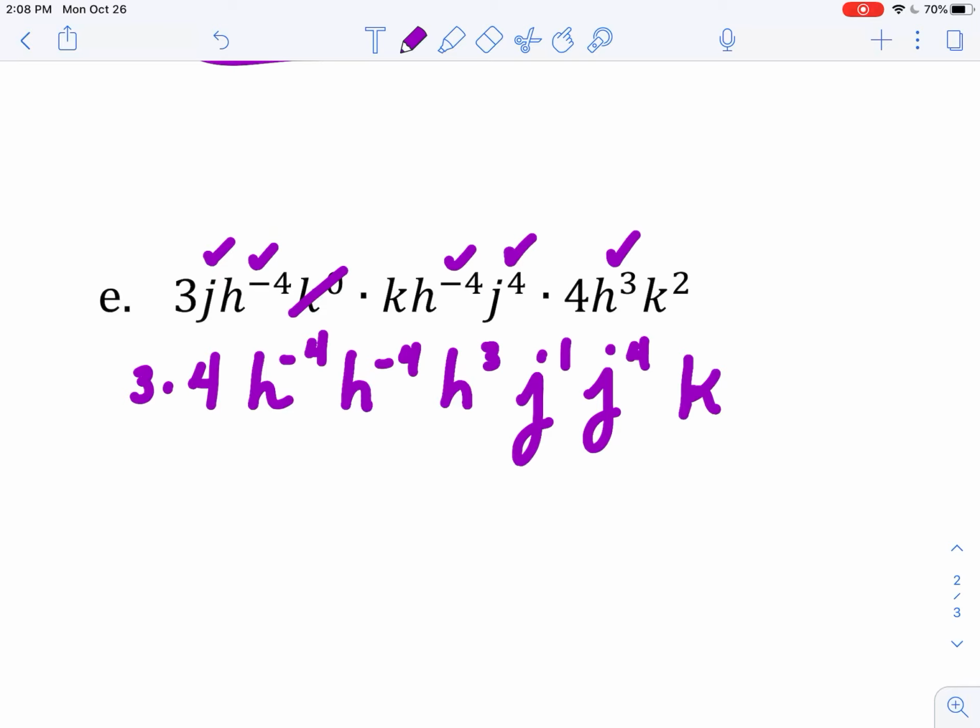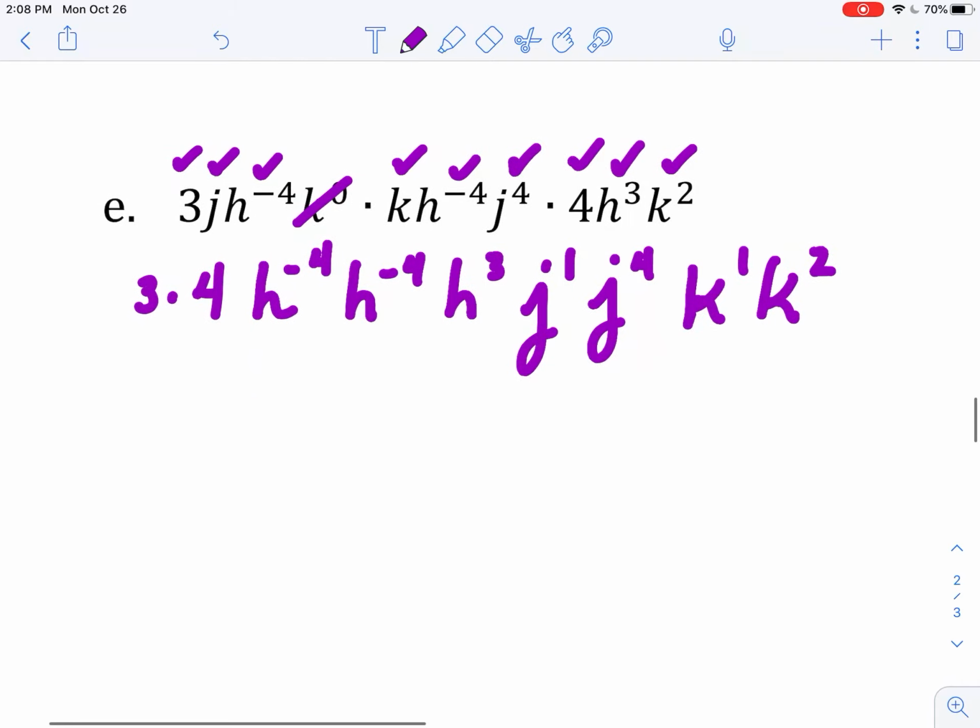So the K's, the 1 we crossed off because it was just going to be a 1. But we have this K here that has an invisible 1 exponent, and then we have this K here, which is squared. All right, so we've taken care of everything, right? We put the 3 and the 4 at the front in the beginning, and everybody else has been rearranged in alphabetical order. And so if we multiply the 2 in front, we get 3 times 4 is 12.